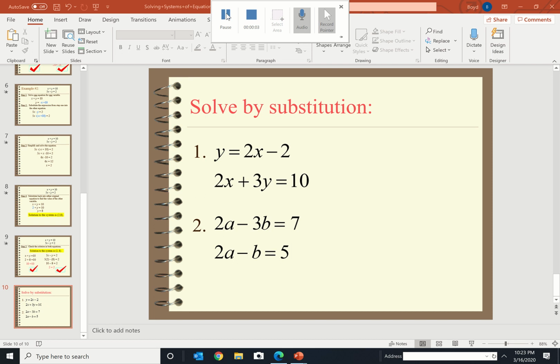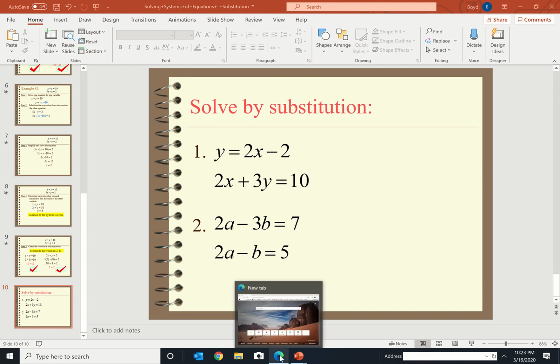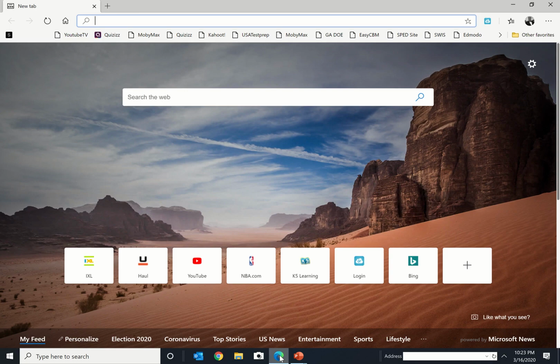Good morning, 8th grade. Miss McQueen and I need for you to practice solving systems of equations using the substitution method. In order to do so, we need for you to log into IXL to get this done, okay? Just to make sure that there's no confusion, I'm going to walk you through exactly how to get there.